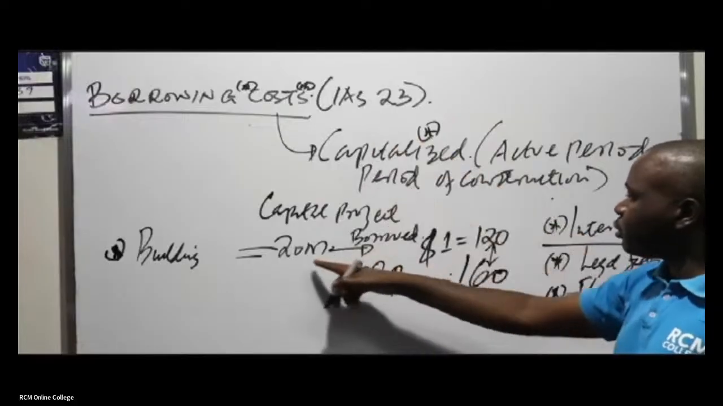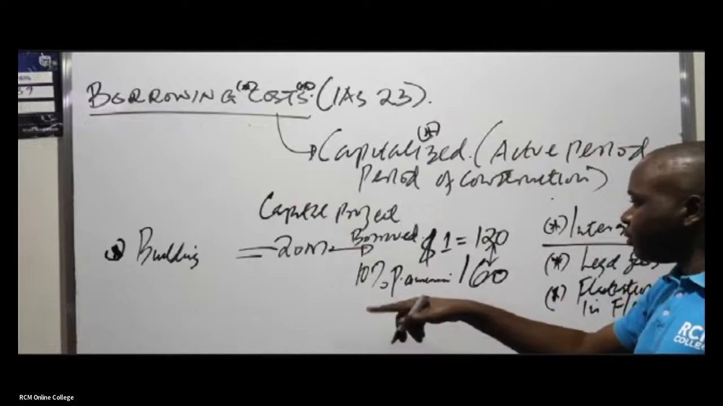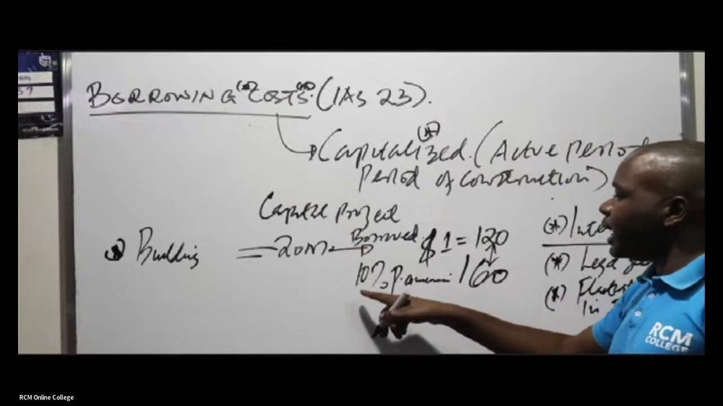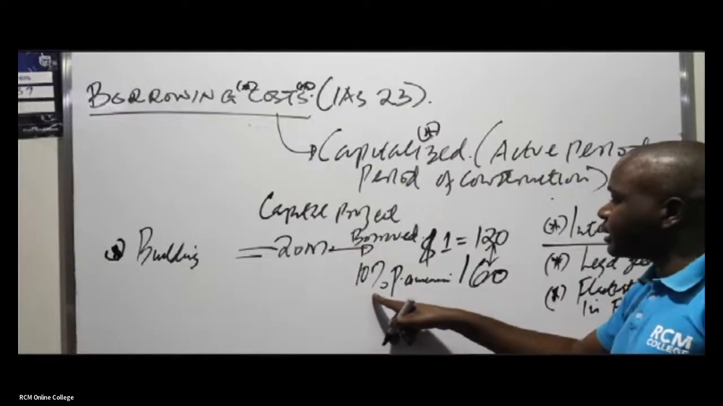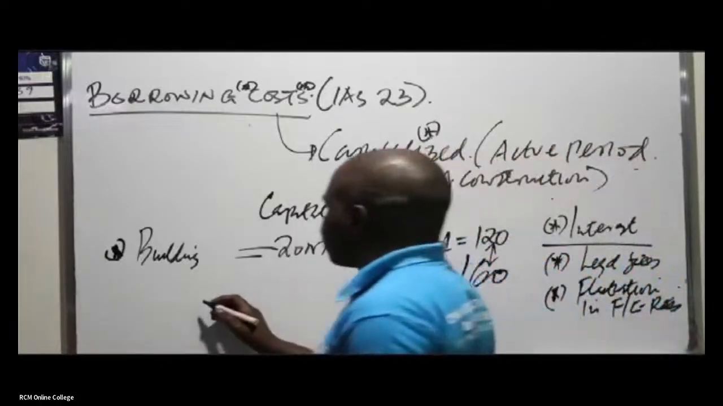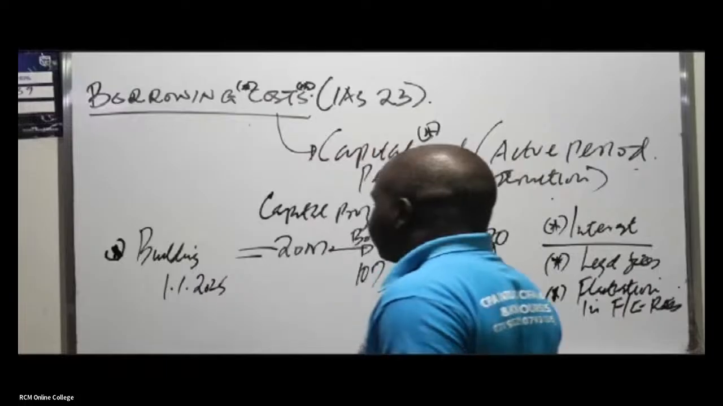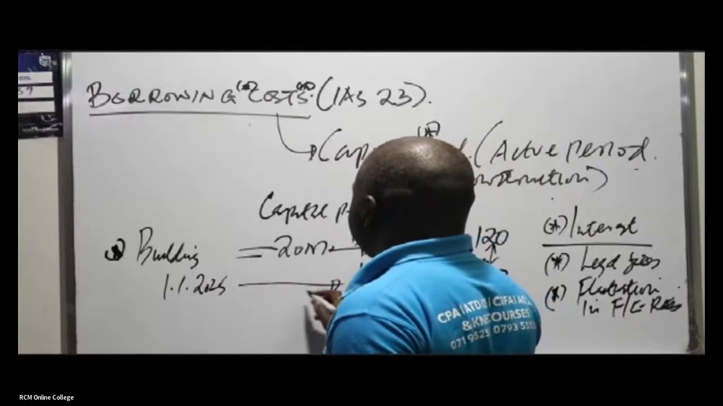So in this case, they borrowed 20 million at 10% per annum. It means that by the end of the year, they would have incurred 2 million as interest. But now, let's assume this amount was borrowed on 1st January 2025. The construction of the building is going to take how many months? 4 months.